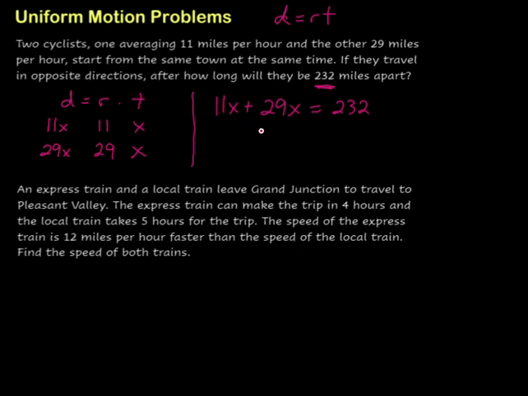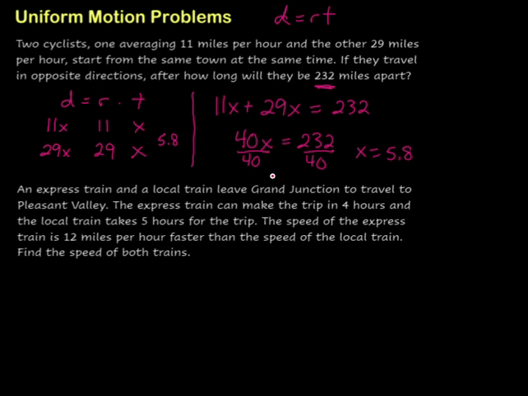Combine like terms, so we end up with 40x, and that's equal to 232. Then we divide by 40 on both sides, and we end up with x equals 5.8. Well, what does that mean? Well, what does x stand for? Let's go back here. x is our amount of time. So it's 5.8 hours that they will be 232 miles apart.